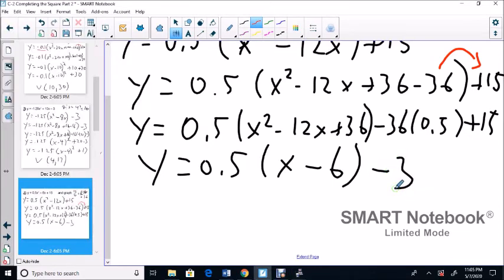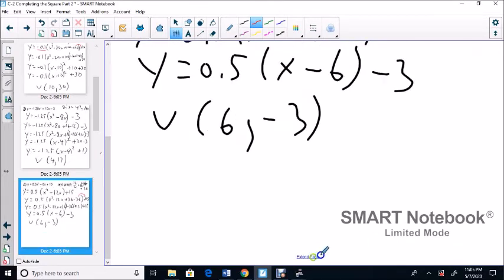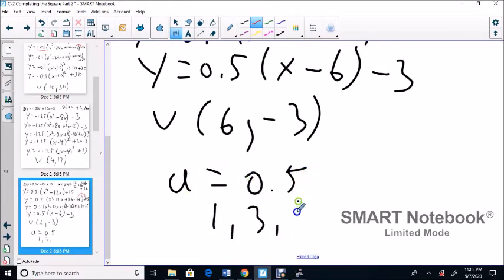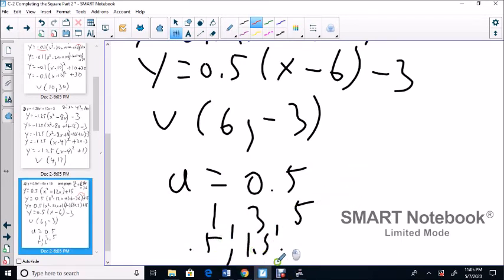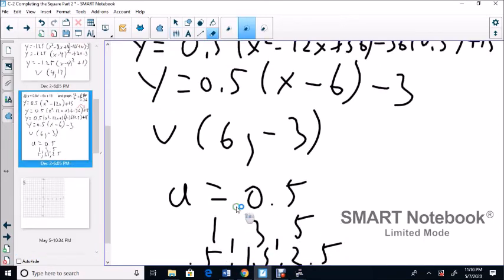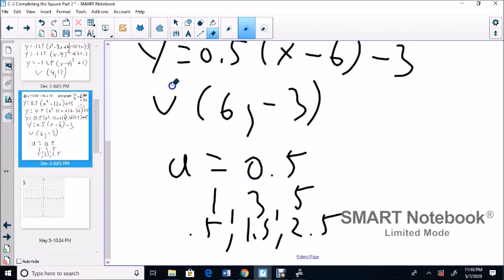My vertex, 6, comma, negative 3. Opposite sign, same sign. A is 0.5, opens up. So instead of doing 1, 3, 5, we're going to do different. We're going to do 0.5, multiply it, 1.5, 2.5. So over here, I've got my vertex 6, negative 3, and my step pattern 0.5, 1.5, 2.5.